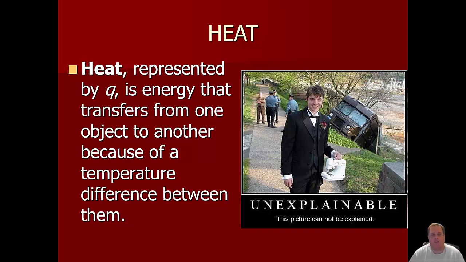So heat is energy that transfers from one object to another because of a temperature difference between them. So we're going to look at that a little bit closer. But one thing to note here is that heat is not something an object possesses, right? We don't say your pencil has a lot of heat, right? It's going to have a lot of energy. It may have a lot of thermal energy. Heat is when that energy is moving from one object to another.